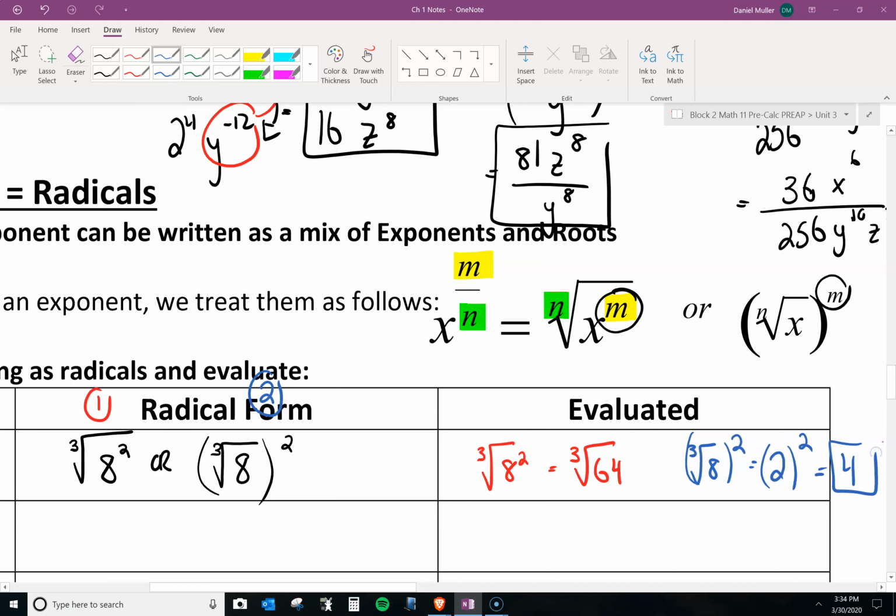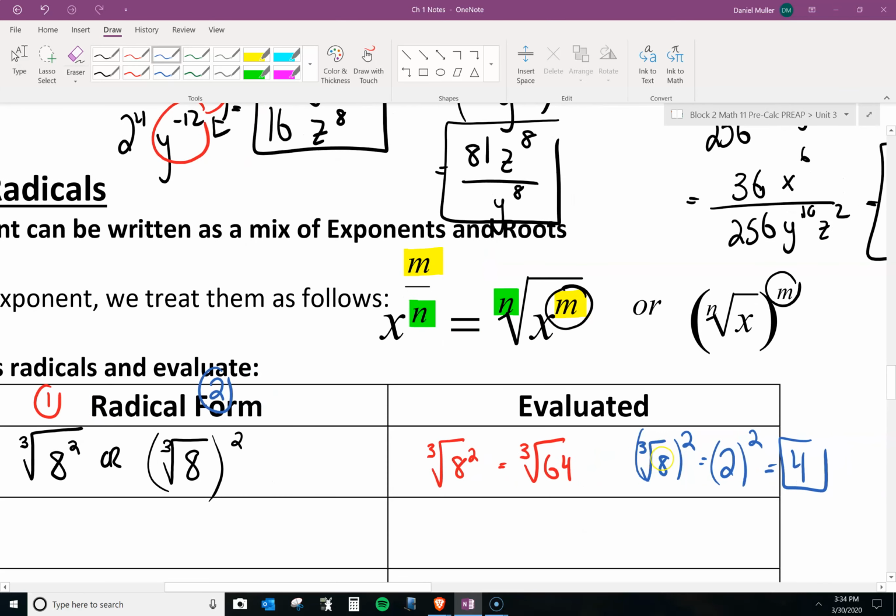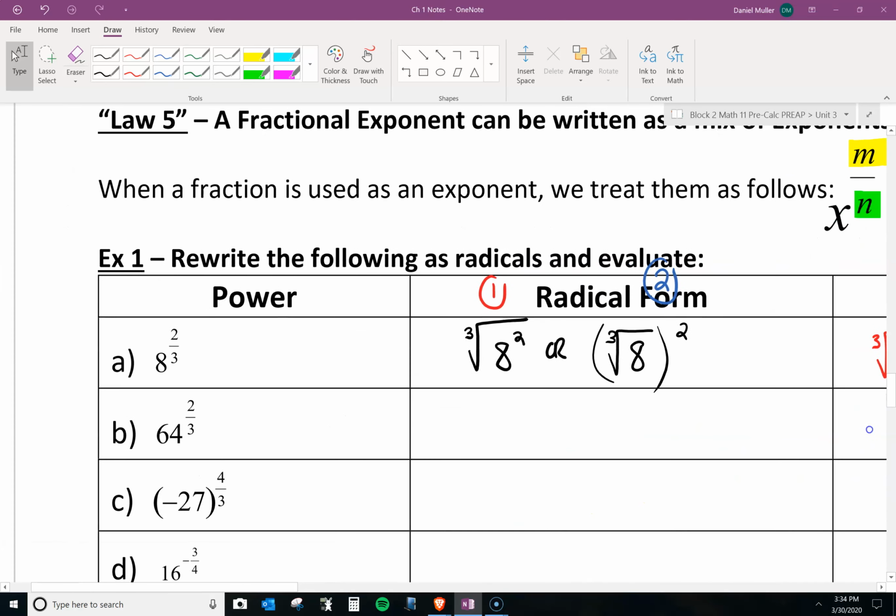And I find that if you do the root first and then do your exponent, your squared or your cubed or whatever last, that the numbers are generally a little easier to work with. If you square it first, in this case, you're going to get a higher number like 64. Notice here, the highest number we got was the 8. We cube rooted the 8 to get a 2, and then we squared it to get a 4. So I'm going to do that first.